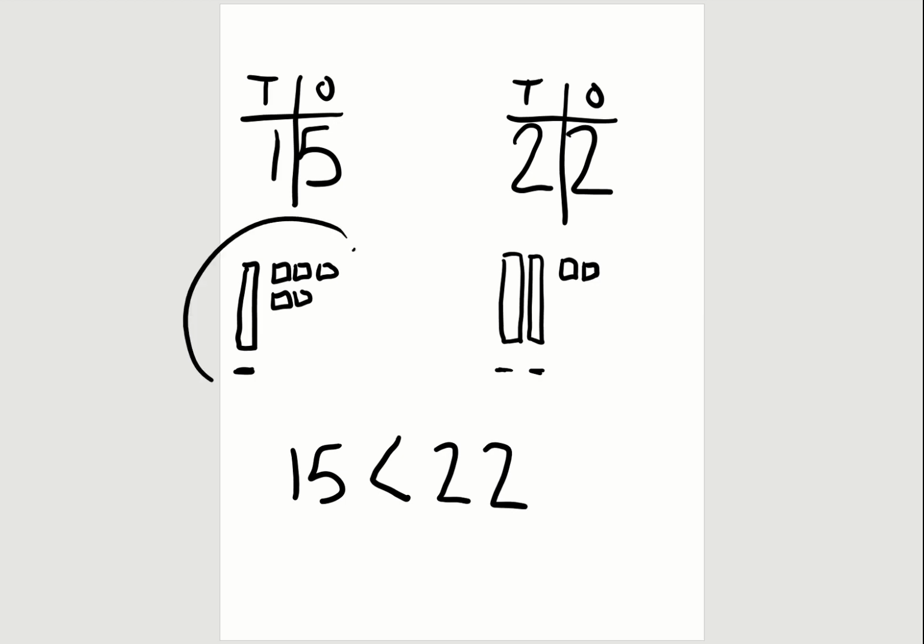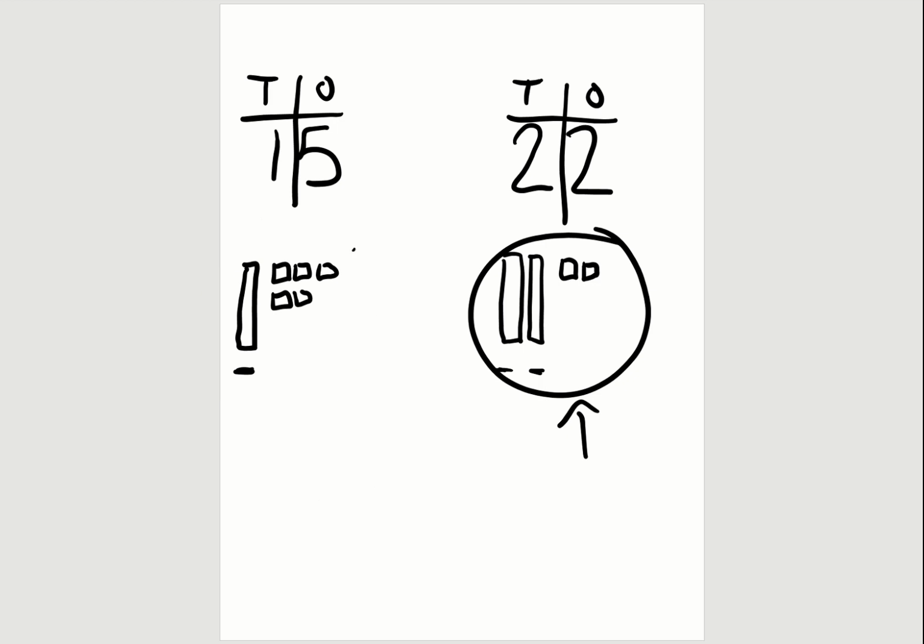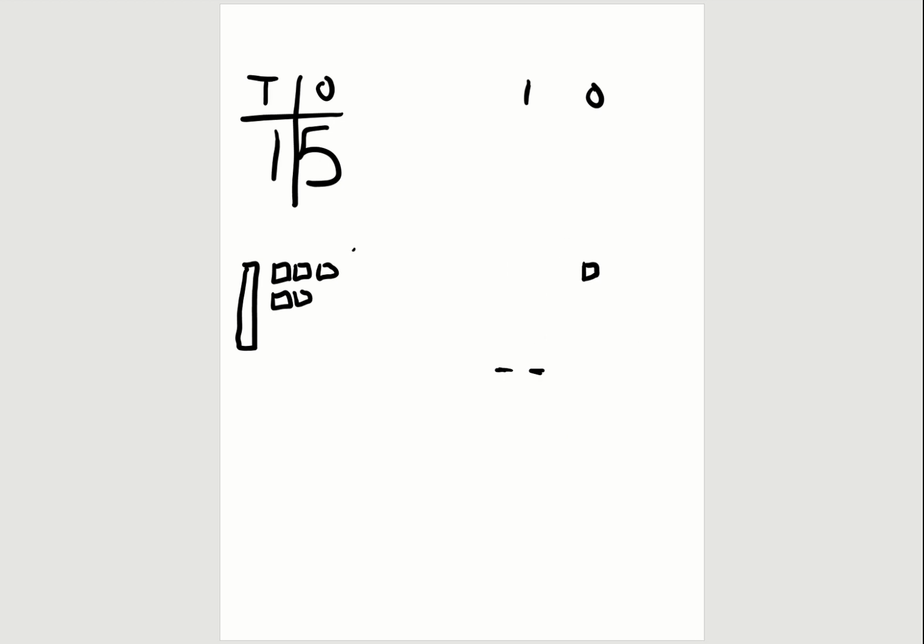Because I showed my work up here, and I showed that my tens in the number 22 had more than the number 15, so I could see it right there. Now we're going to move on to the next one to show you what would happen if you have the same amount of tens. What would you do next? So I'm going to get rid of all this. And let's do one more.